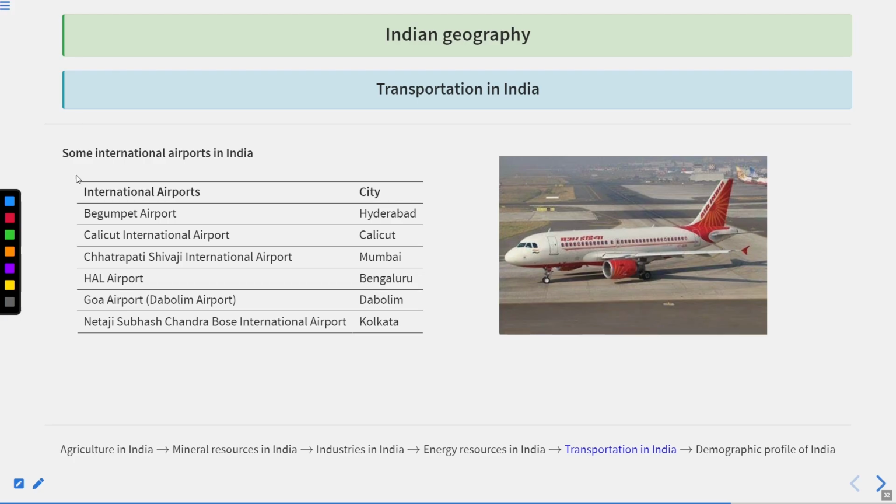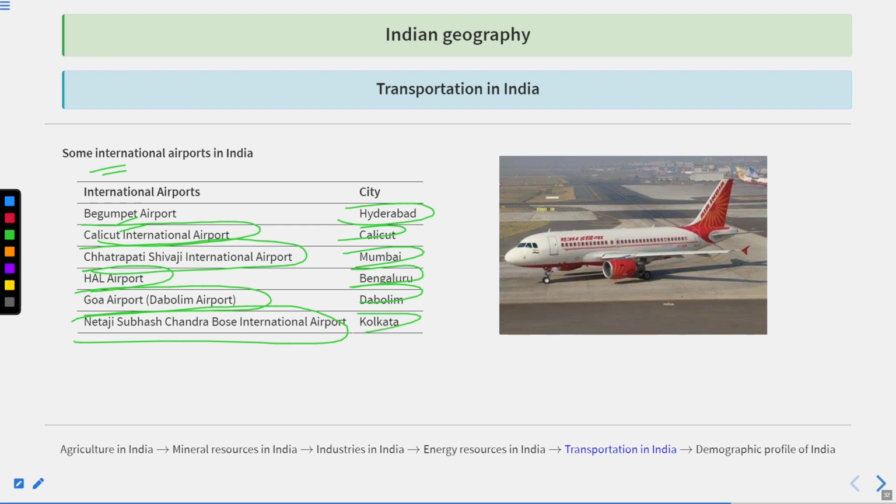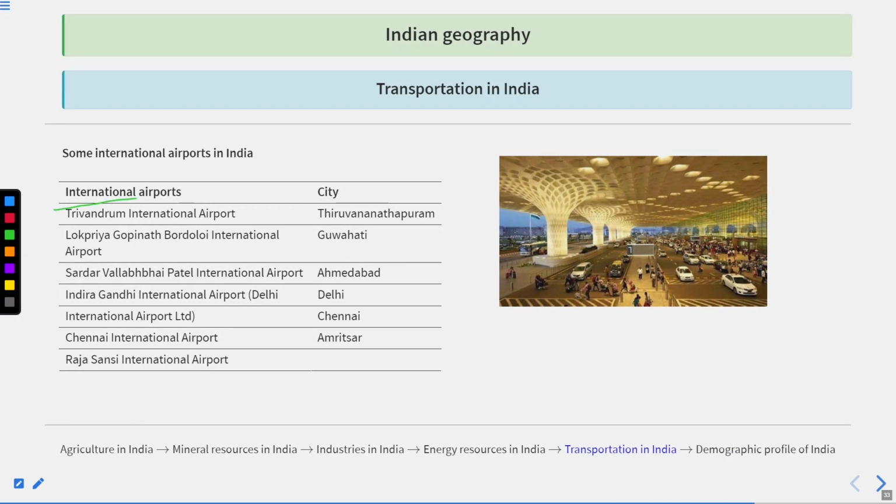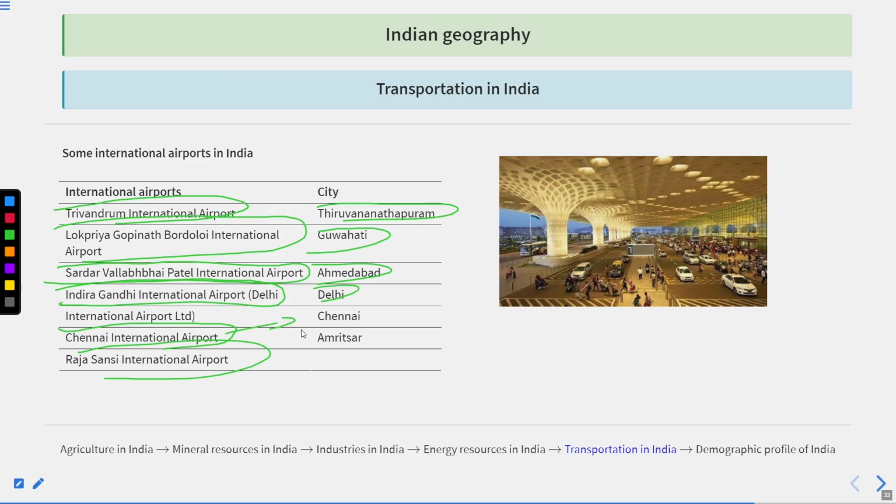If we talk about some international airports in India: Begumpet, Hyderabad; Calicut International Airport, Calicut; Chhatrapati Shivaji International Airport, Mumbai; HAL Airport, Bangalore; Goa Airport, Dabolim; Netaji Subhash Chandra Bose International Airport, Kolkata; Trivandrum International Airport, Thiruvananthapuram; Lokpriya Gopinath Bordoloi International Airport, Guwahati; Sardar Vallabhbhai Patel International Airport, Ahmedabad; Indira Gandhi International Airport, Delhi; Chennai International Airport, Chennai; and Raja Sansi International Airport, Amritsar.